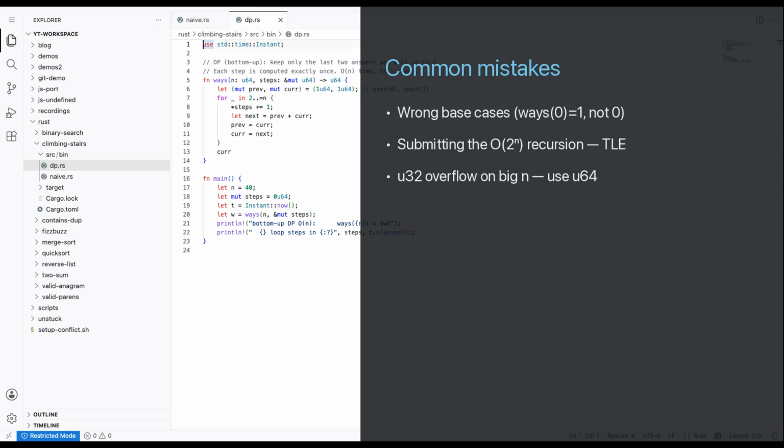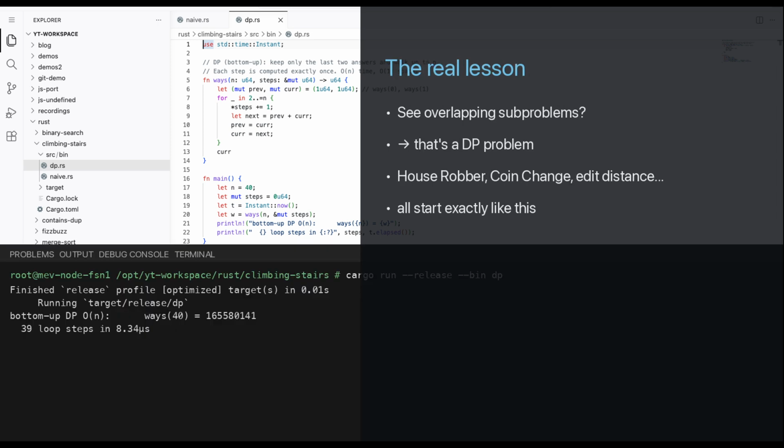Common mistakes: getting the base cases wrong. There's exactly 1 way to stand still, so ways of 0 is 1, not 0. Submitting the naive recursion and getting time limit exceeded. And on big n, the numbers grow fast, so use a 64-bit integer. And the real lesson: whenever a problem breaks into overlapping subproblems, that's dynamic programming knocking. House Robber, Coin Change, they all start exactly like this staircase.